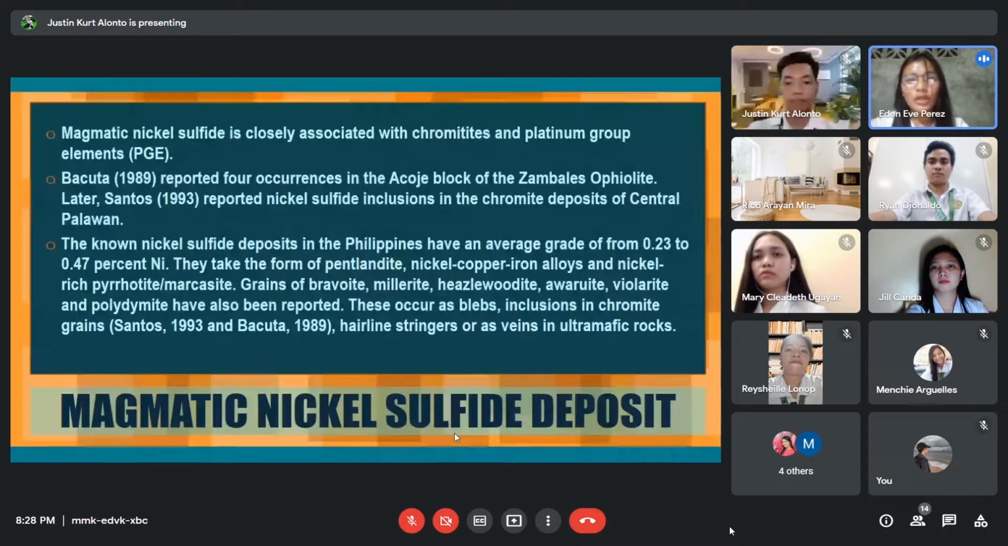And according to Abrahano 1989, he believed that it was formed as a result of liquid sulfide of a crystallization of magma. And talking about the nickel sulfide in our country, here in our country, the nickel sulfide deposits have an average grade of from 0.23 to 0.47% nickel. However, next slide please.